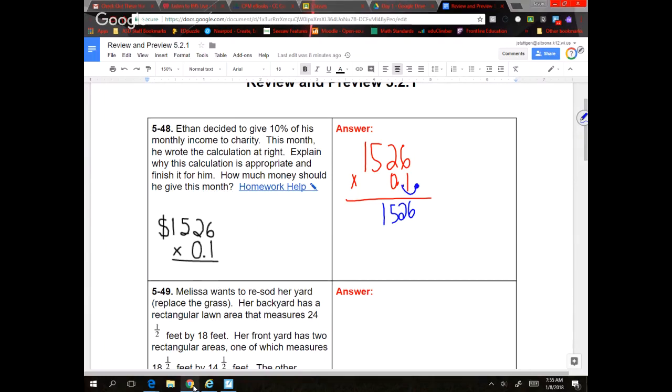We moved it 1 to the left. So in the answer, move the decimal 1 to the left. So our answer is 152.6. And that 0.6, remember, is actually 60 cents because we can add a 0 behind it.